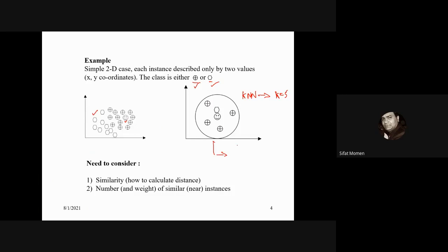4 of them are of this class, and 1 of them is of the other, and that one is very close, but it doesn't matter. Because the 4 outvote this one, this query can be predicted as belonging to this class, right? Is it okay? Yes, understandable?